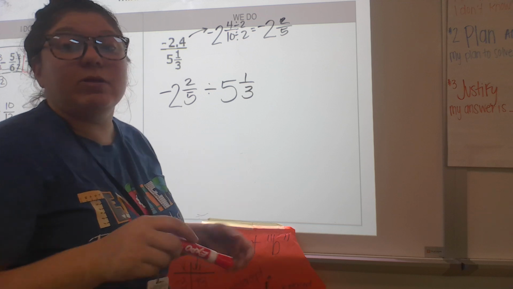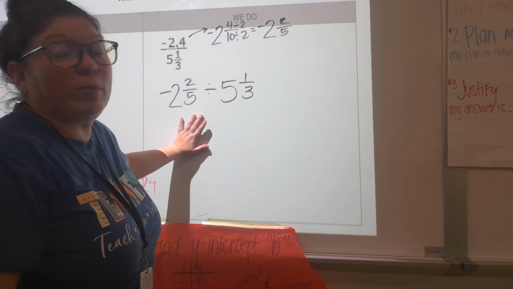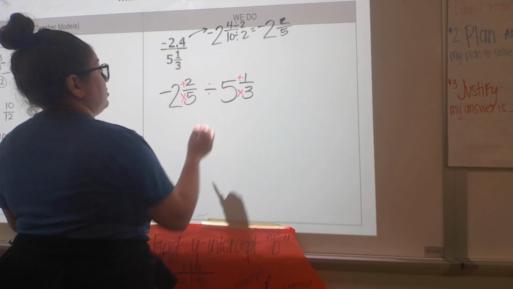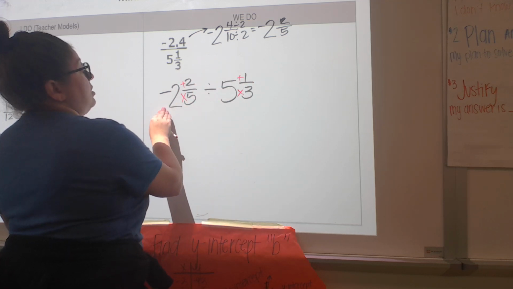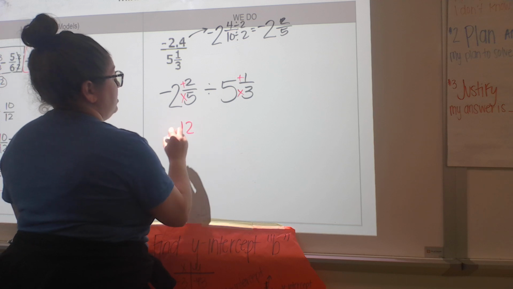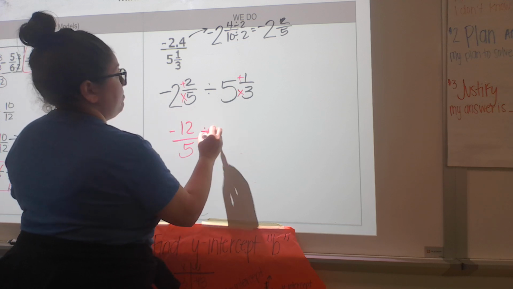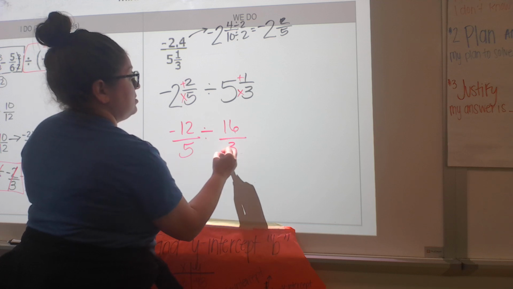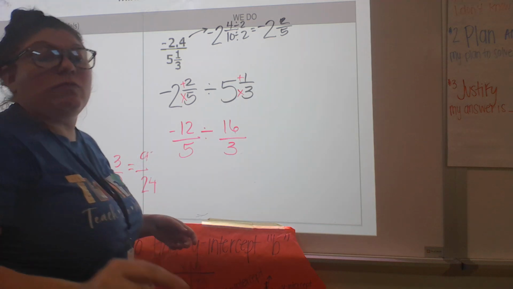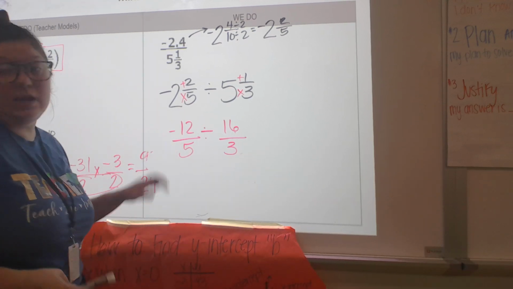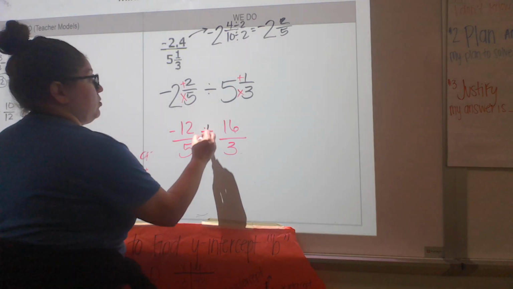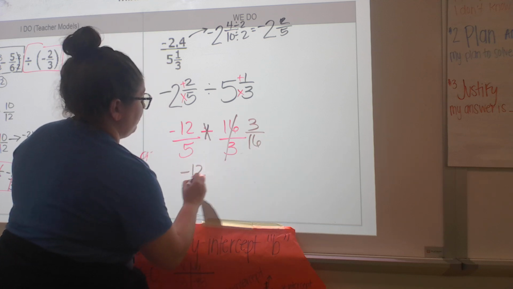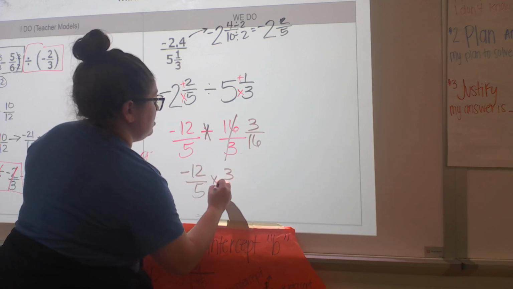Okay, first thing I'm going to do is change this to improper fractions. So 5 times 2 is 10, plus 2 is 12, so I have negative 12 over 5 divided by 5 times 3 is 15, plus 1 is 16. Okay, remember, dividing fractions is the same thing as multiplying by the reciprocal. So I should have negative 12 over 5 times 3 over 16.